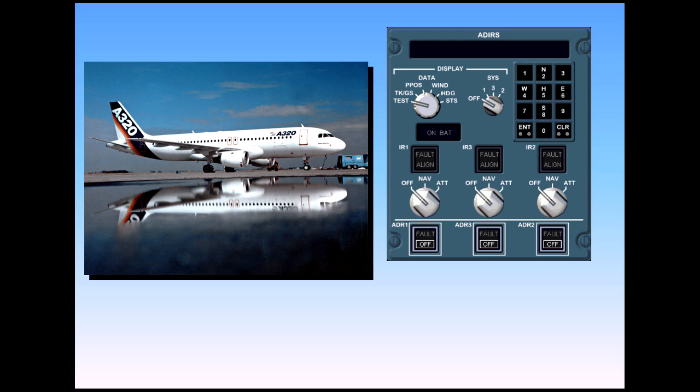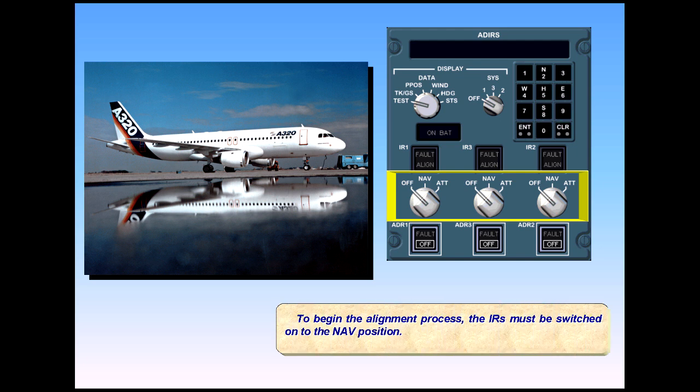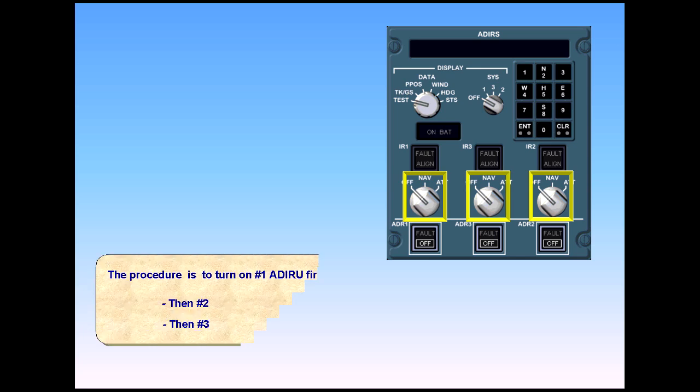To begin the alignment process, the IRs must be switched on to the nav position. The procedure is to turn on the number 1 IR first, then number 2, then number 3. When the switch is turned on, the on bat light illuminates, indicating that the emergency battery relay is operating correctly.